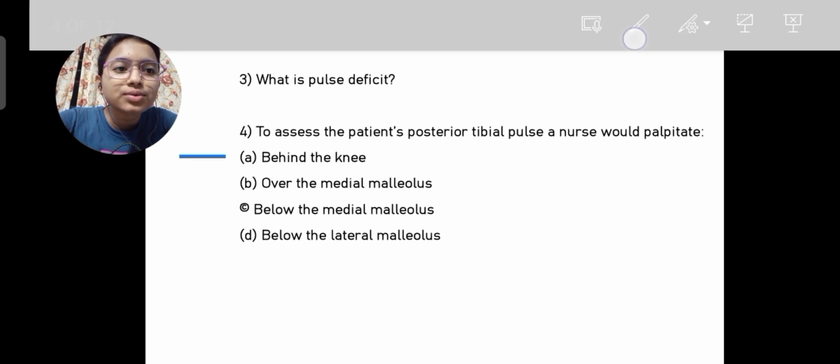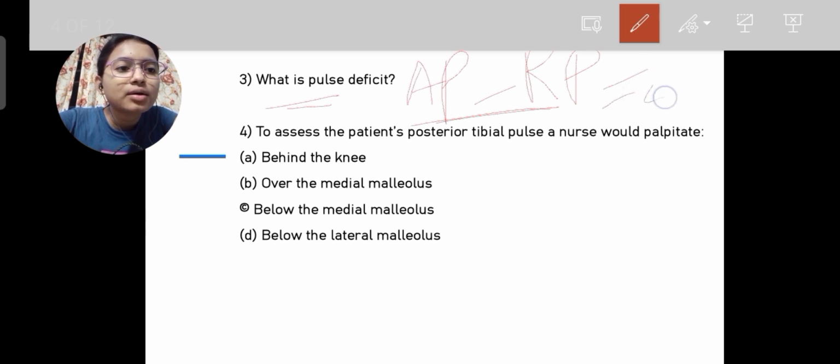Now, the next question: what is pulse deficit? Give me the answer. It is very easy. Pulse deficit is the difference between the apical pulse and the radial pulse. This is the pulse deficit. The normal range is 2 to 3 beats per minute. Apical pulse minus radial pulse.